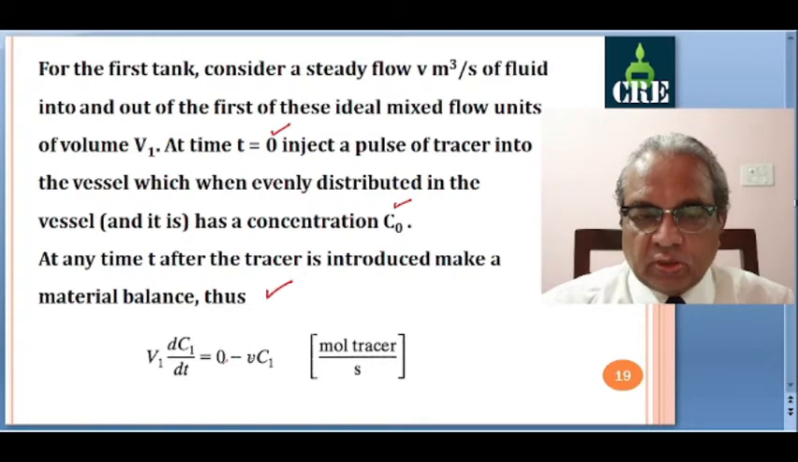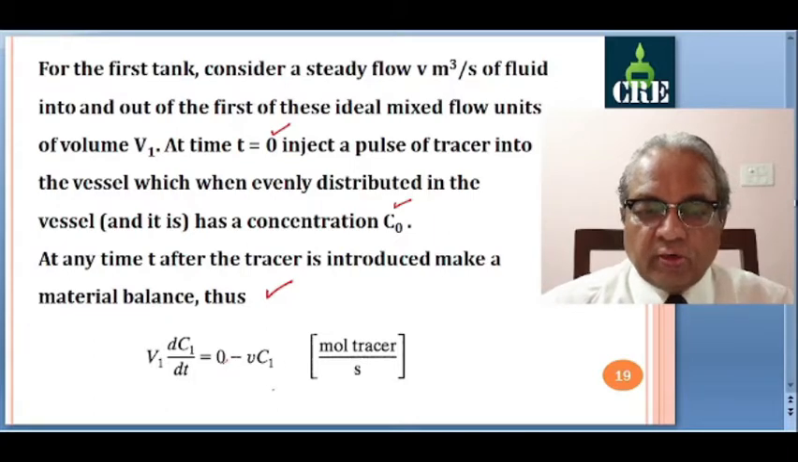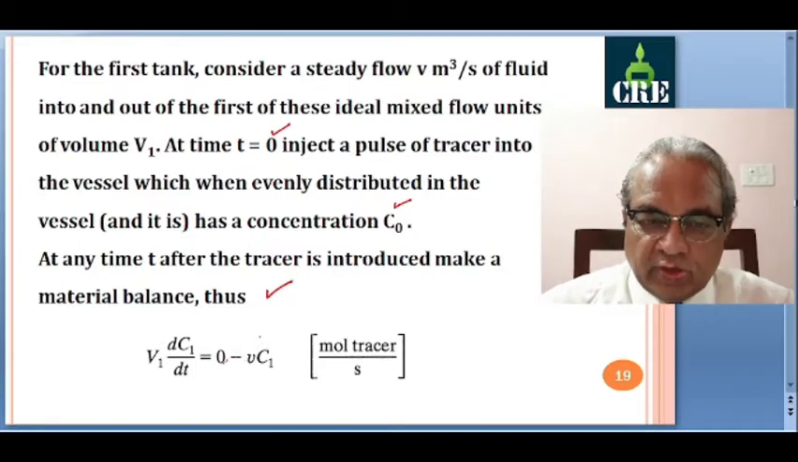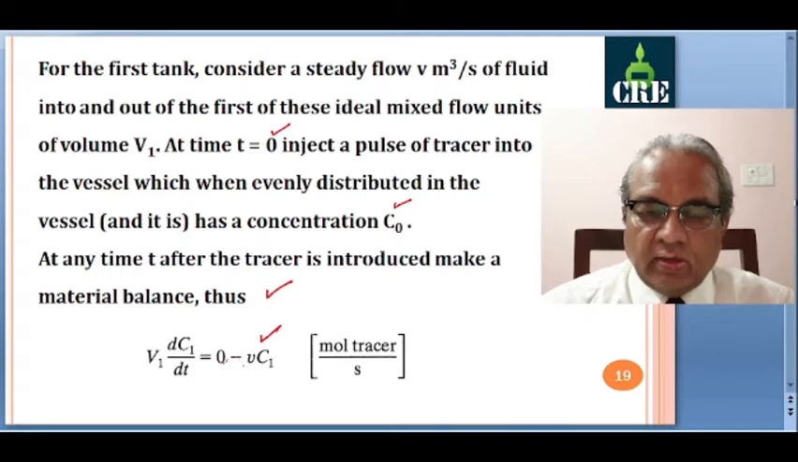V into C1. What is v? v is the volumetric rate and this is the concentration. So the volumetric rate is in meters cube per second and the concentration is in moles per meter cube. Meter cube will cancel out and what we get is moles of tracer per second leaving the reactor. v is constant throughout. Whatever is entering the first reactor at steady state, the same is leaving from the last reactor.